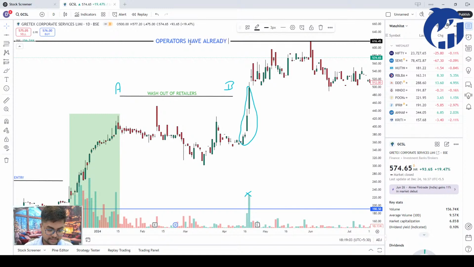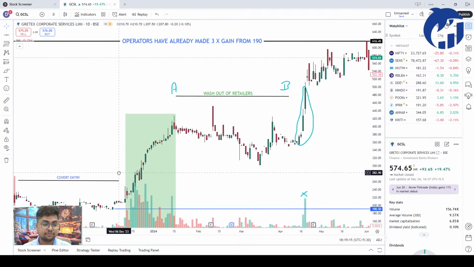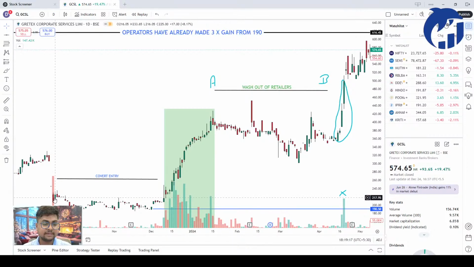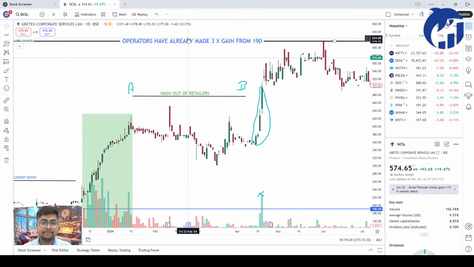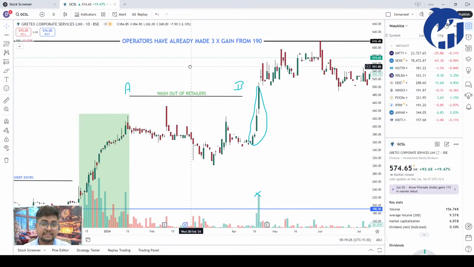Operators have already made a 3x gain from 190, where they started making the position. Just look at this position. The operator started making the position. The covert entry was made at around 200 to 190 level, and then here we can see when the stock price reached 620, they were able to make a gain of 3x.